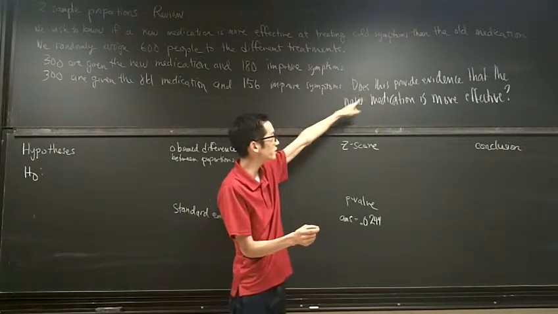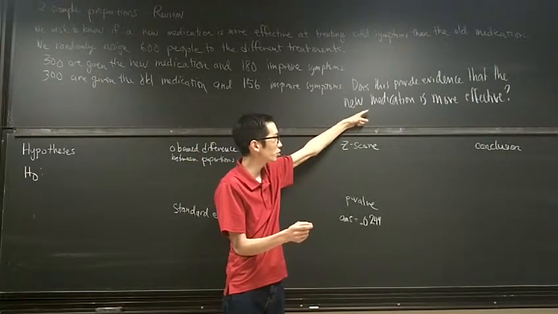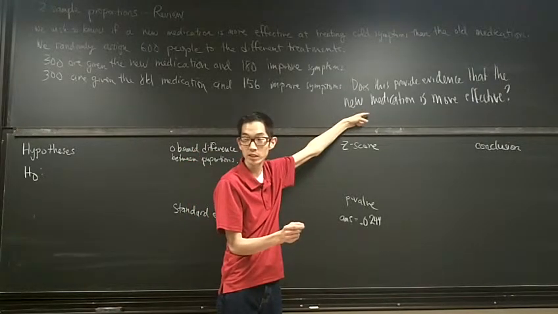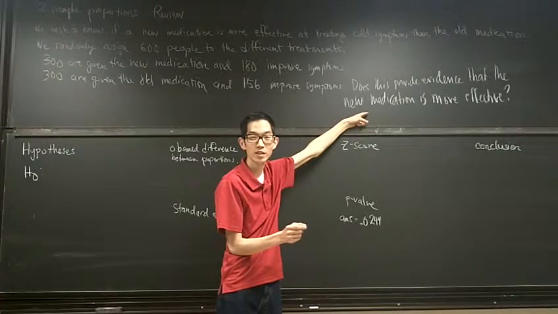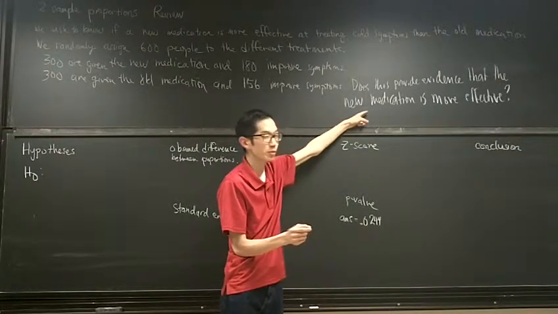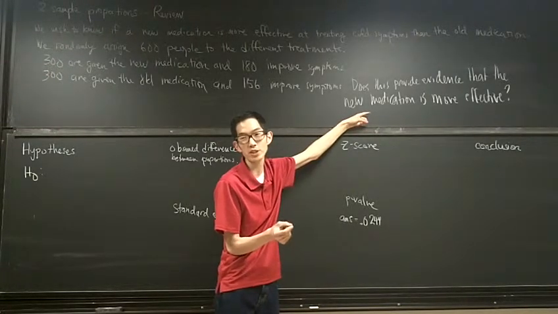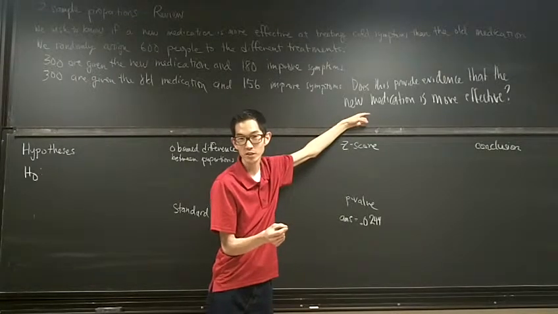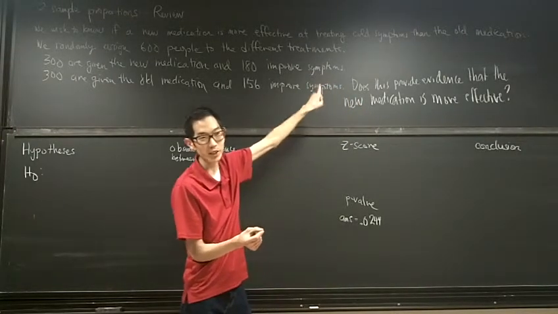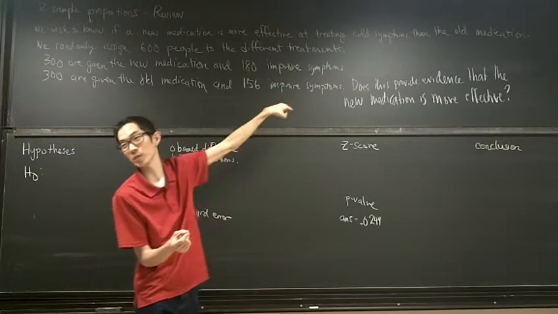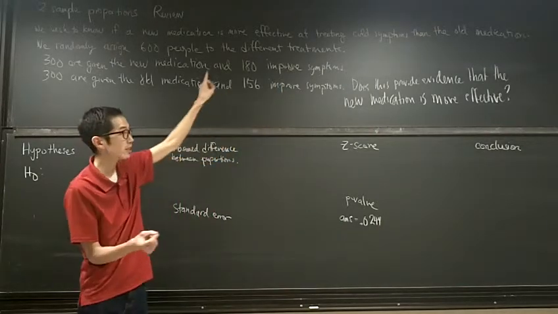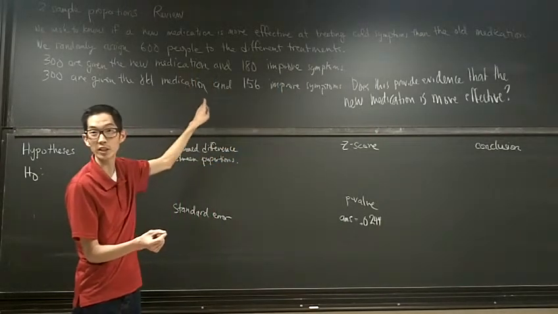The question we want to know is, does this provide evidence that the new medication is more effective? So if the new medication is more effective, what would happen? What should happen when people take the new medication over the old medication? Better. More people should get better under the new medication than the old medication. Is that happening when we look at our data?